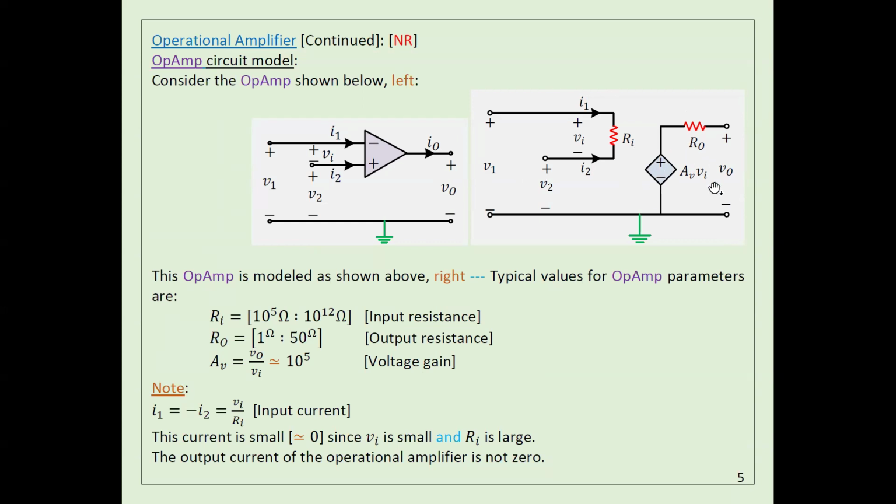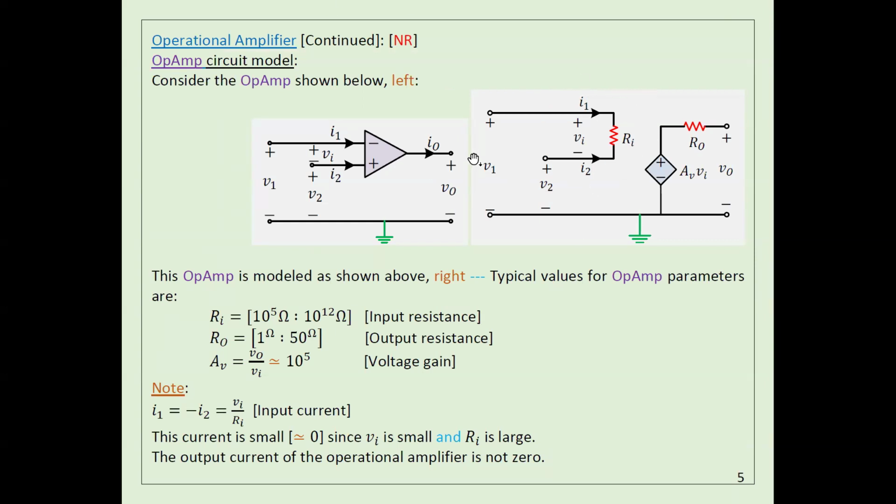And then here we have a dependent source. This dependent source is the amplification times VI. VI is the difference in the input here. This amplification is also very high, 10 to the power 5. Also, the resistance here is very small, around 1 ohm. So again, make it very simple. This is actually the practical model.